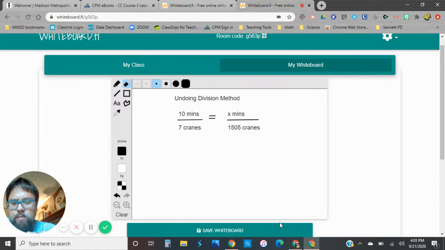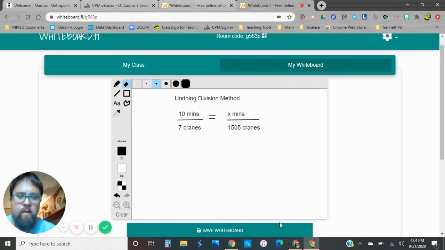Okay, it's one of three methods that you could potentially use to solve a proportion. A proportion is just essentially you have two fractions, we call them ratios, that we are saying are equal to each other. In this case, we have in 10 minutes, the individual could fold 7 cranes, and we're trying to determine how many minutes it would take to fold 1,505 cranes if they fold those cranes at the same consistent and constant rate.